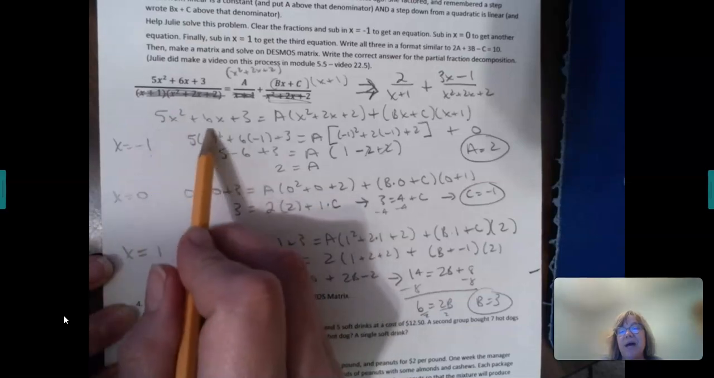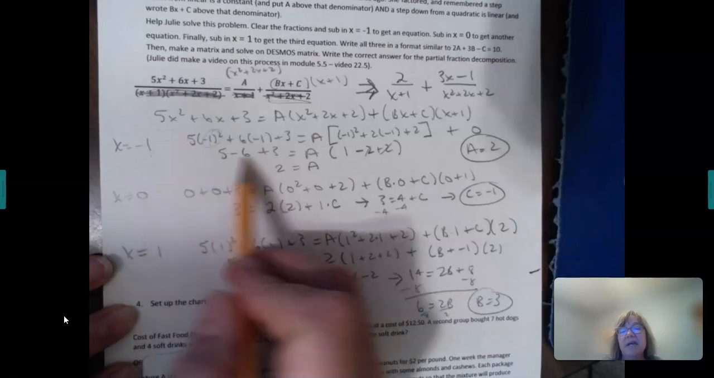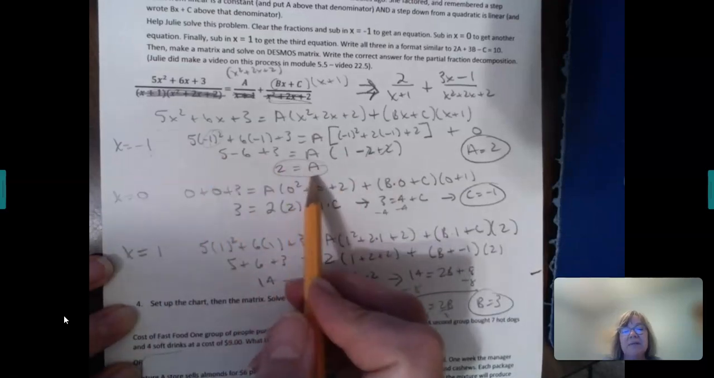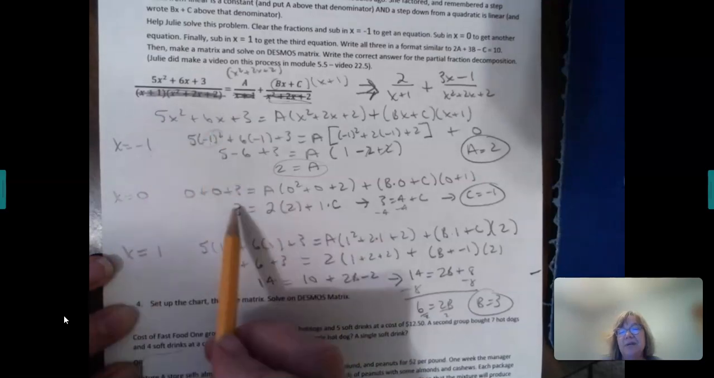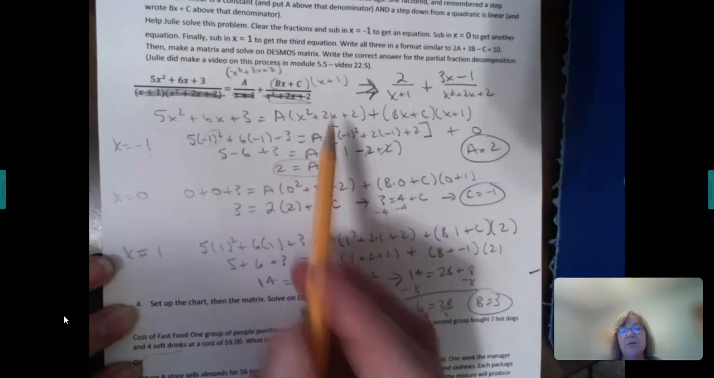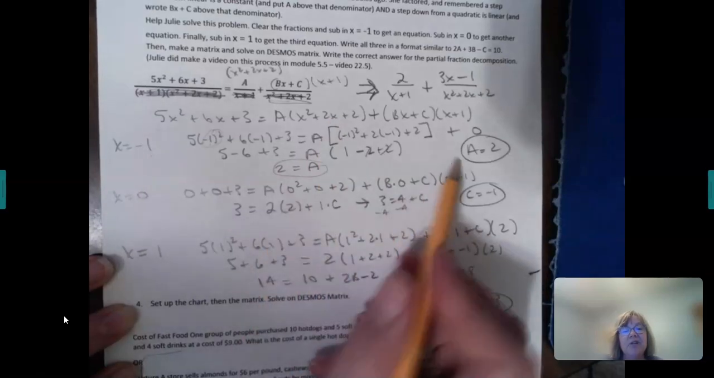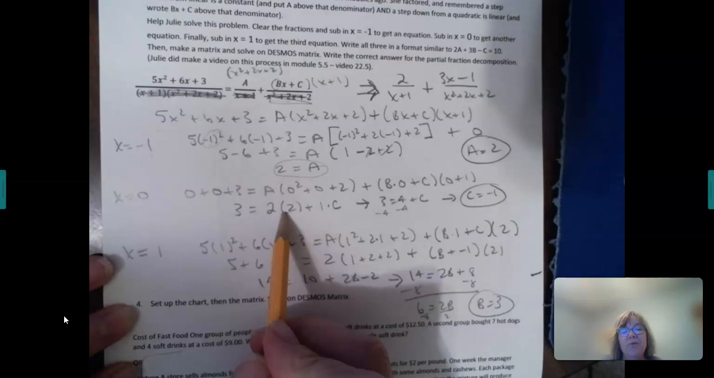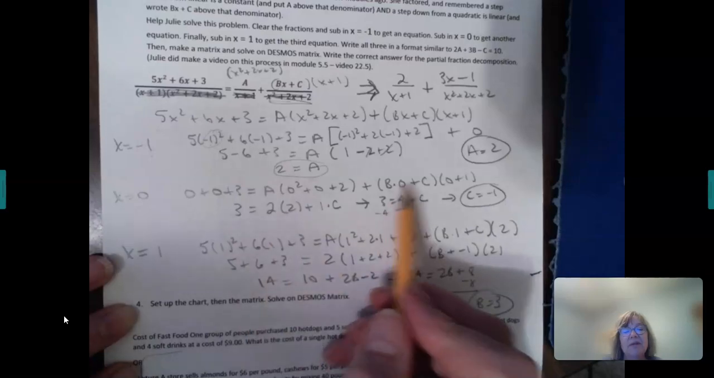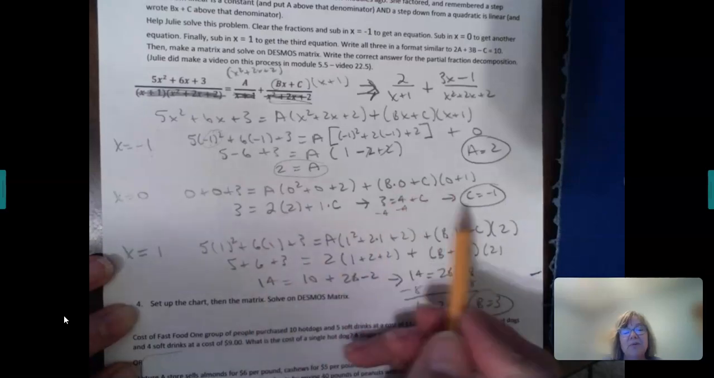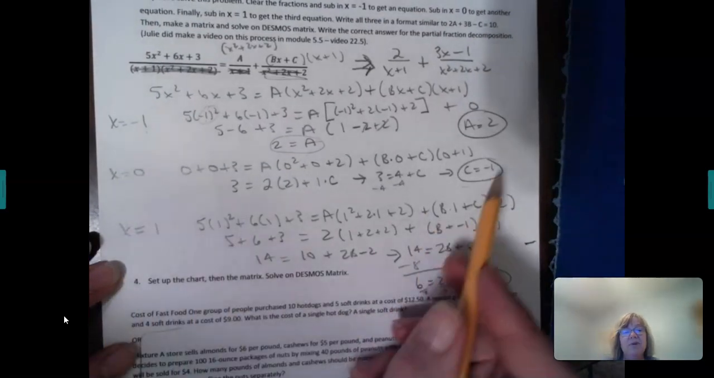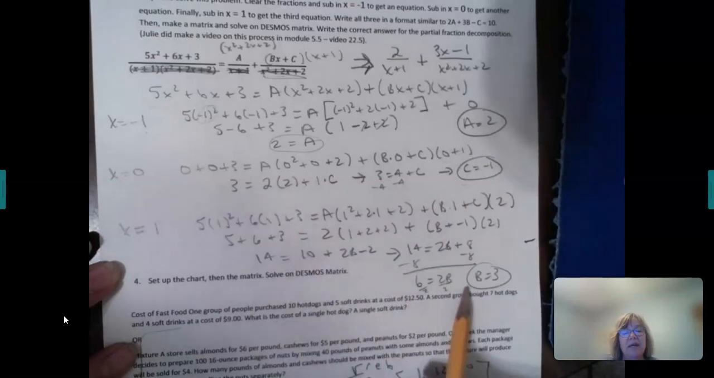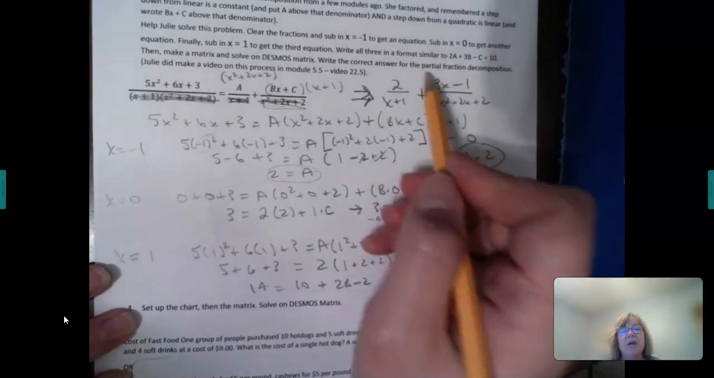A negative times negative is a positive, so that's going to be 5. And actually, I end up getting 2 for A. So then I sub in 0. So 0, 0, you get a 3. So 0, 0, you get a 2A. But you actually know A is 2. So you get 4 there, right? And then you get a 0 and a 0. So you just get C. So actually C equals -1. So you don't really need matrices. Sub in 1, you know A, you know C, and you can get that B is 3. So then you just rewrite it right there, okay?